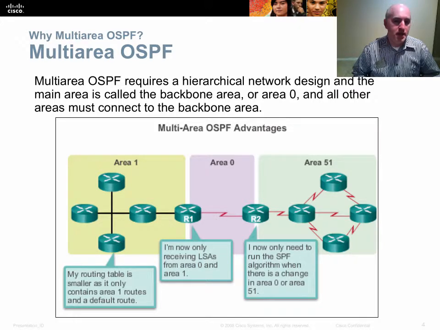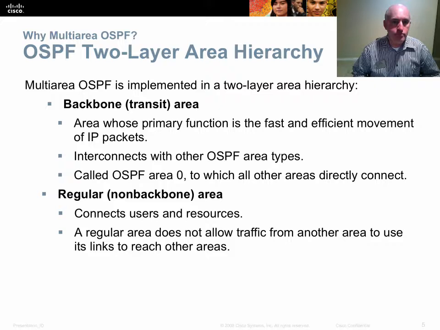So you can create as many areas as you want, but each area will have an ABR, an area border router, connecting back into area 0. So this is kind of that two-level hierarchy. You have a backbone area, and its primary function is to move packets back and forth between the other areas, right? It interconnects all the other areas, and we call it OSPF Area 0, or the backbone area.